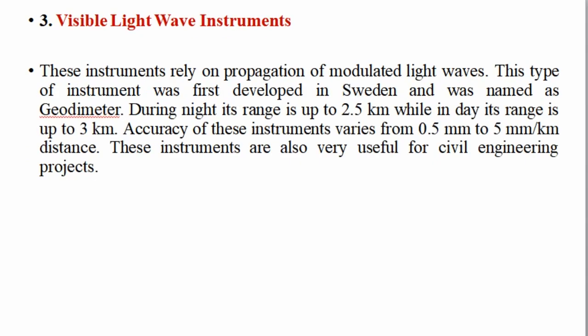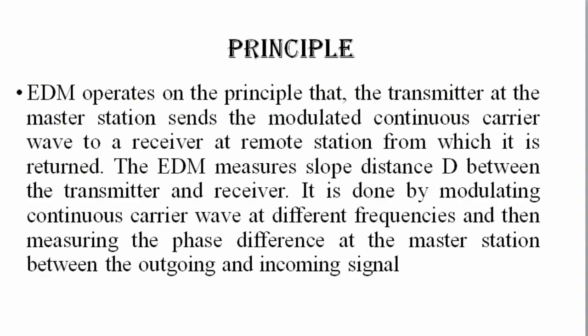Okay. Visible light instruments. These instruments rely on the propagation of modulated light waves. This type of instrument was first developed in Sweden and was named geodimeters. During night, its range is up to 2.5 km, while in the day its range is up to 3 kilometers. Accuracy of this instrument is 0.5 mm to 0.5 mm per kilometer distance. Okay, this is used for civil engineering.